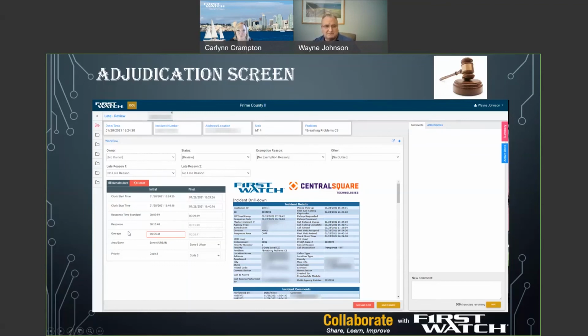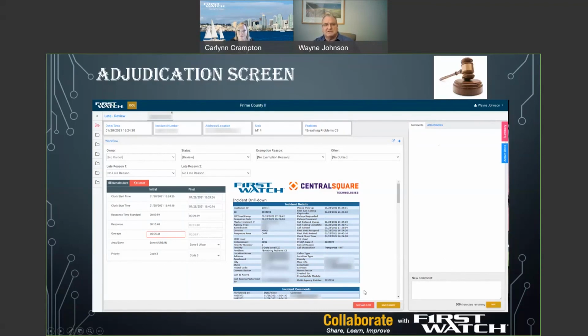In this box down here, you can actually do your response time compliance. This initial side never changes. And the final side is where you can make adjustments and make corrections if needed to the times, or you can make corrections to the response time standard, or you can change the zone or the area, or you can change the priority based on how you want to adjudicate it. And then you could put a comment over here to the right that allows you to make comments on the call. You can also put an attachment on the call so you can see what's going on from that perspective. So there's a number of things that you can do within this adjudication box.